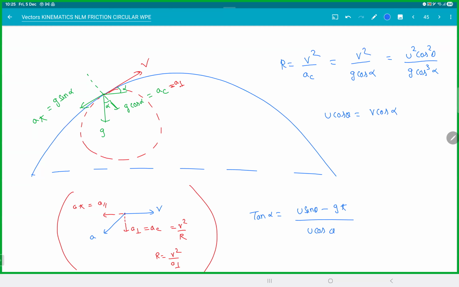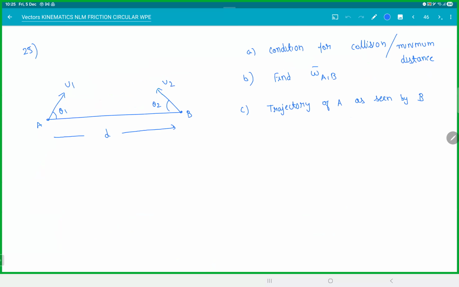Clear with this? So I can ask you kinematics or angular momentum or radius of curvature. Let's get this. Two particles are projected, u1, u2, theta 1, theta 2. Find the condition for collision or minimum distance. Find the angular velocity of B with respect to A. What is the trajectory of A as seen by B? C is an easy question.